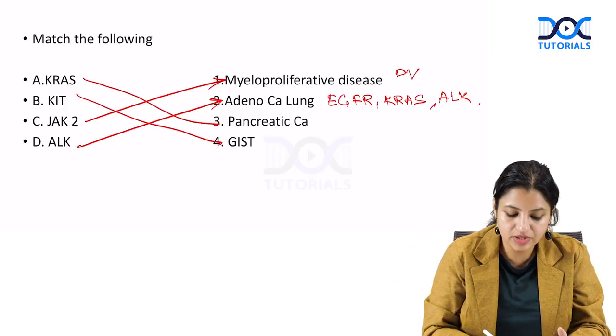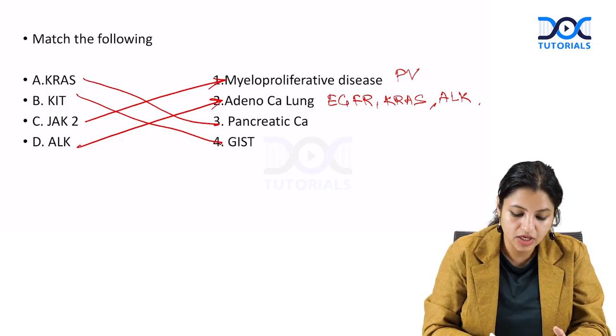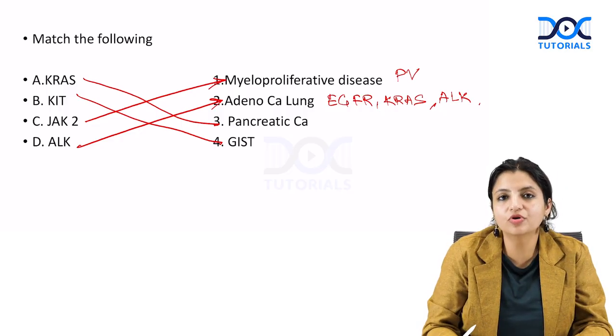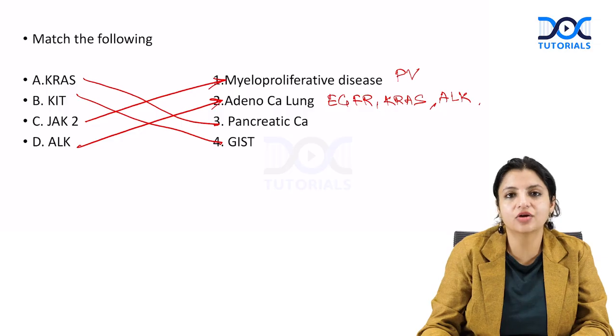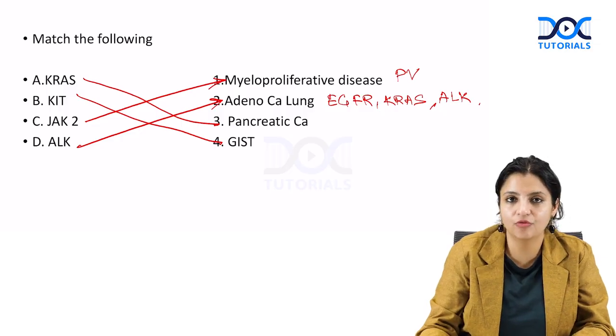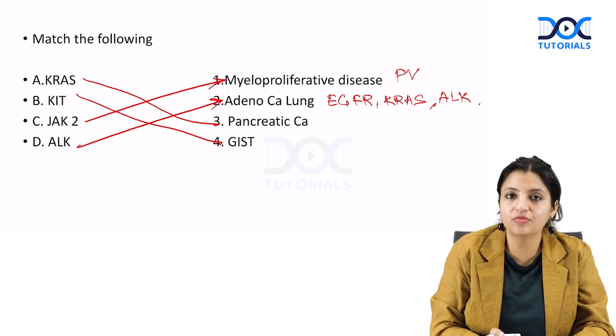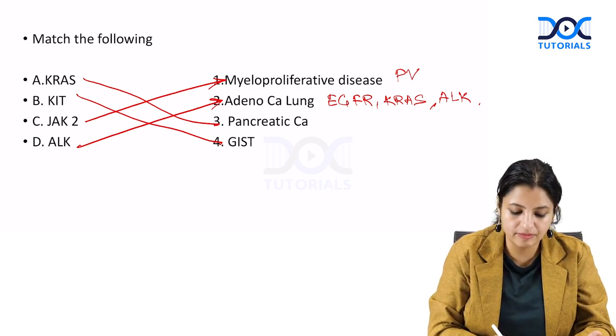KIT is for GIST, and polycythemia, a myeloproliferative neoplasm, is JAK2. ALK is most commonly mutated in inflammatory myofibroblastic tumor, but it can also be seen in adenocarcinomas of lung. It can also be seen in anaplastic large cell lymphomas. So ALK mutations are very important mutations which you should remember.